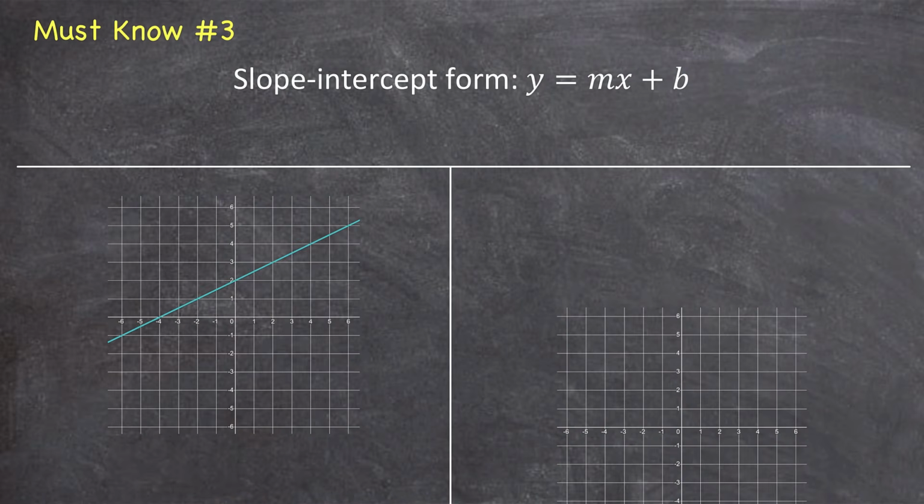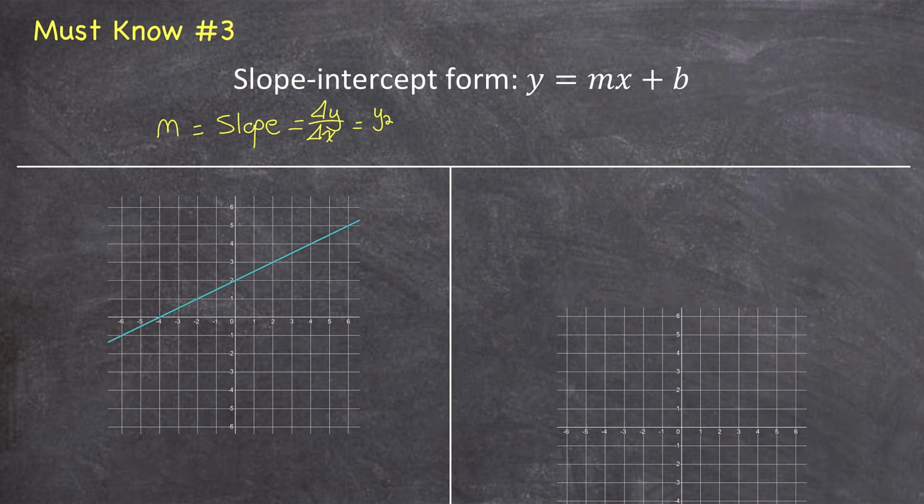Must know number 3, slope-intercept form, y equals mx plus b. This is the most common format that you'll see linear relationships represented in. In this format, m stands for the slope of the line, or its rate of change, and that's calculated by doing change in y over change in x, which we could do in 2 different ways.